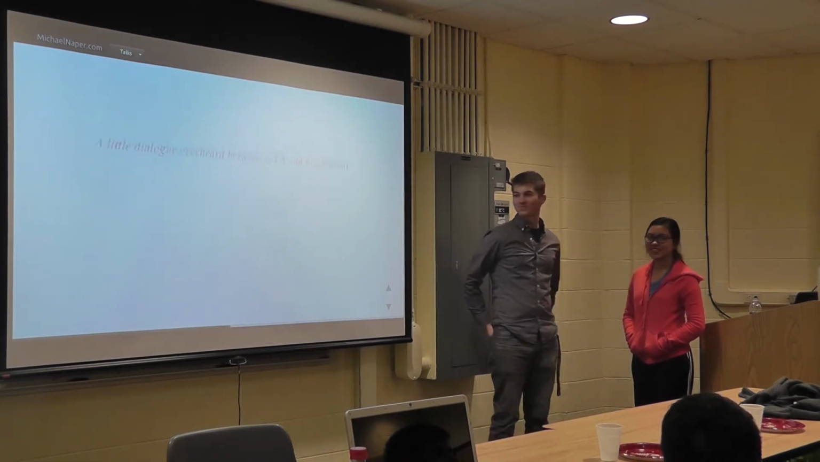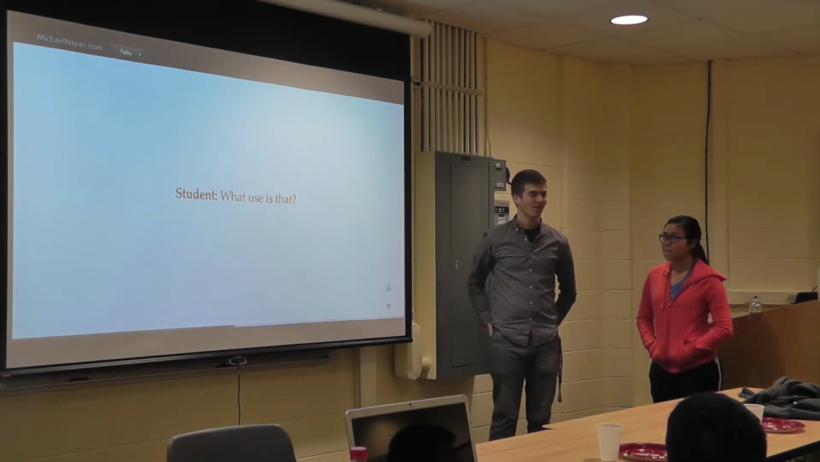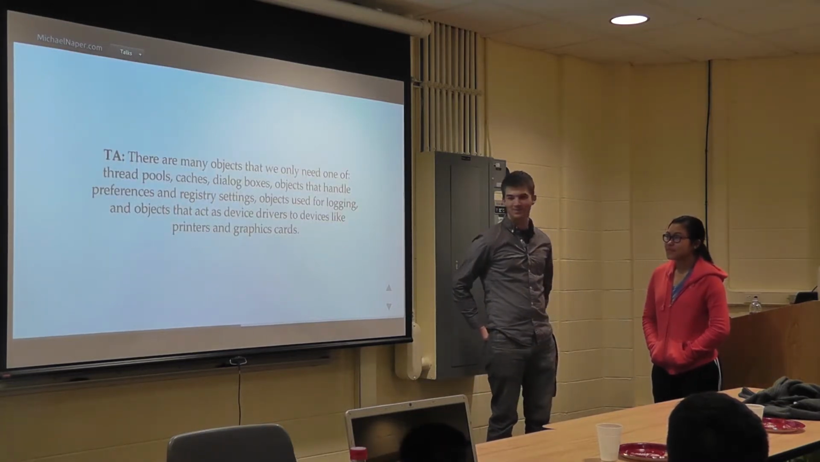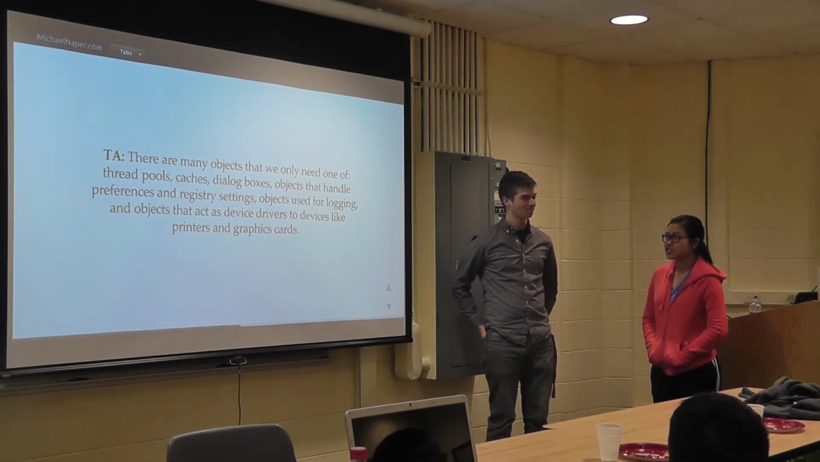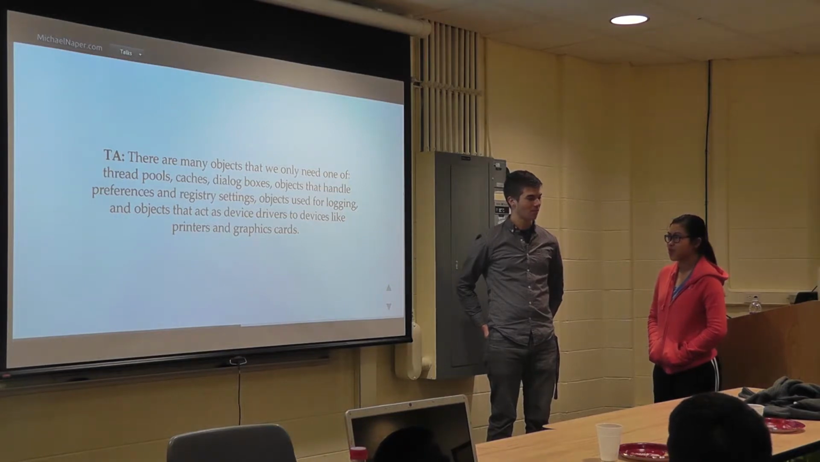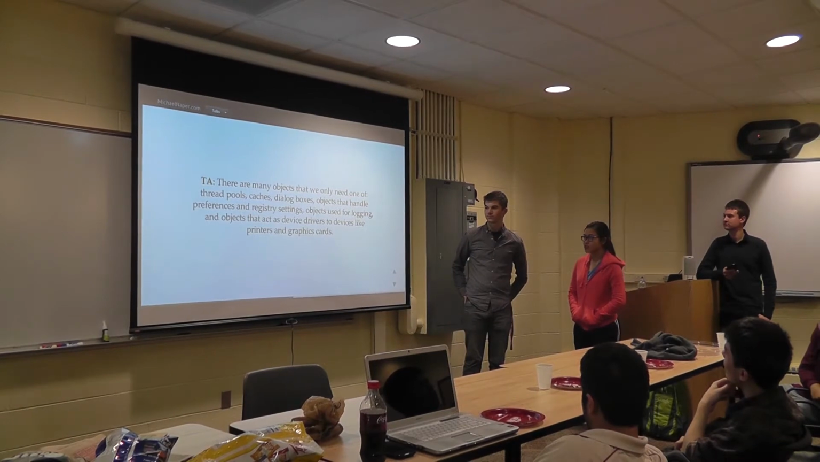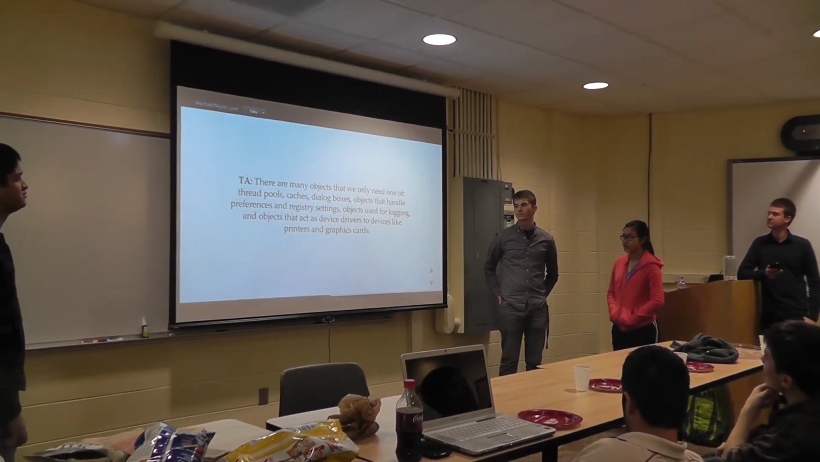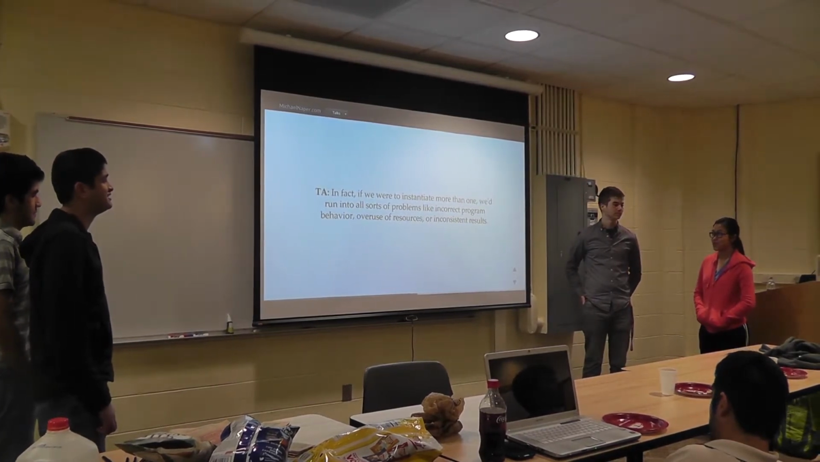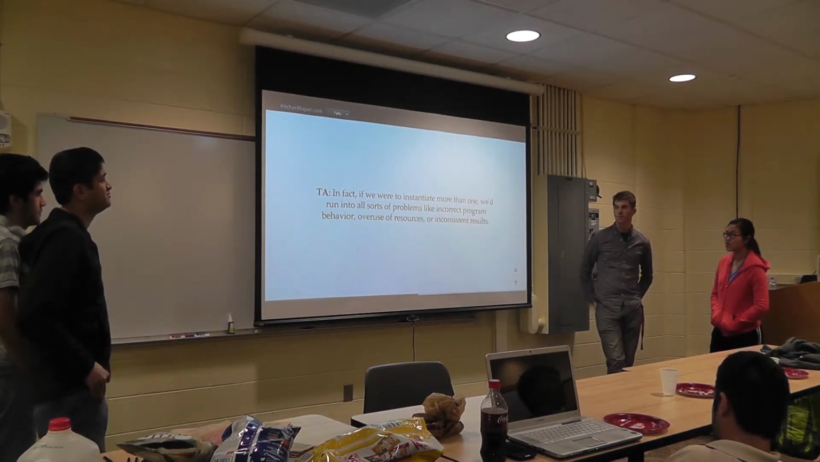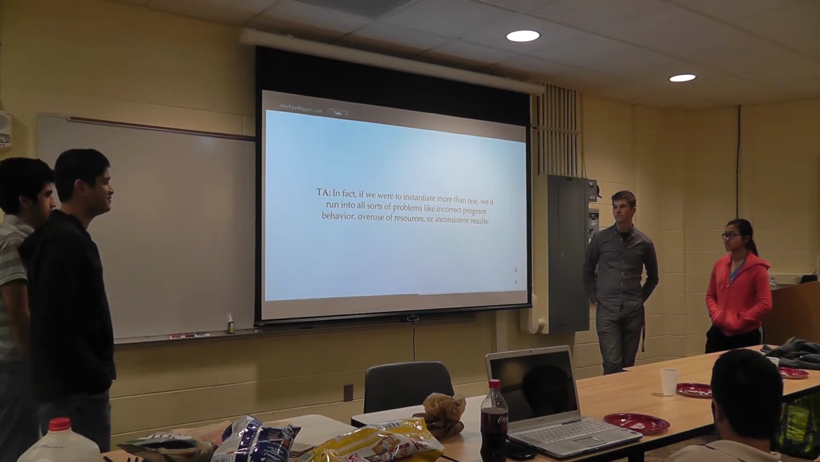What use is that? Talking about the point that there's only one instance of this object. So what use is that? Well, there are many objects that we only need one of: thread pools, caches, dialog boxes, objects that handle preferences and registry settings, objects used for logging, and objects that act as device drivers to devices like printers and graphics cards. In fact, if we were to instantiate more than one, we'd run into all sorts of problems like incorrect program behavior, overuse of resources, or inconsistent results.